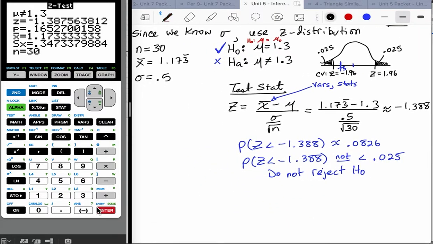So the p-value is equal to twice the probability. I'll use a multiplication symbol. Z is less than negative 1.388. So you get approximately 16.5%, or you could just say 0.165. So you take this number and double it, that gives you the p-value, right? So if you only go on the one side, you're not coming up with the p-value, but you do have something that you could use to draw a conclusion, right?